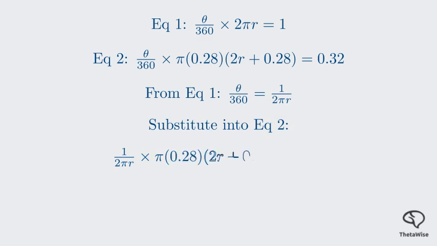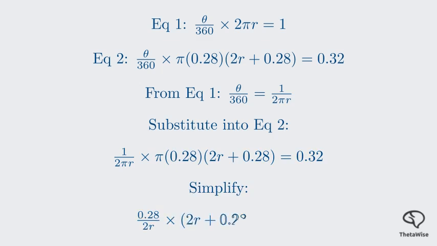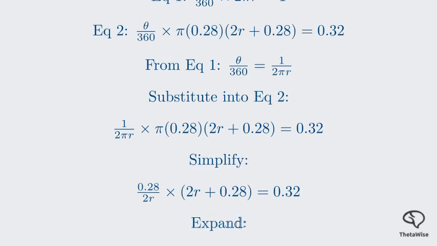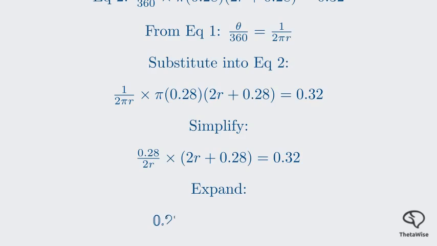We get 1 over 2 pi r times pi times 0.28 times the quantity 2r plus 0.28 equals 0.32. We can simplify this. The pi in the numerator and denominator cancel out. So we have 1 over 2r times 0.28 times the quantity 2r plus 0.28 equals 0.32. Let's expand the left side. 0.28 over 2r times 2r is just 0.28, and 0.28 over 2r times 0.28 is 0.0784 over r. So we have 0.28 plus 0.0784 over r equals 0.32.